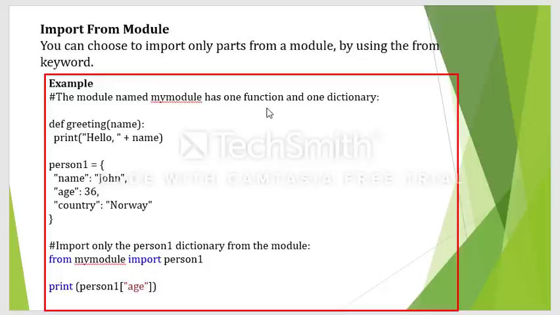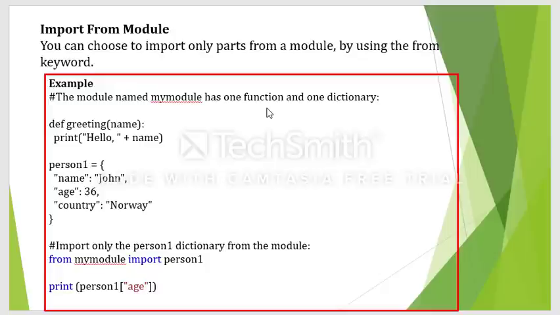See here, you have written a module. In that module I have two things. One is a function called greeting, and the second one is a dictionary called person1. In that person1 I have declared some values: name John, age 36, country Norway. So I have stored two things in my module. But while I am utilizing that module, I can utilize only some part of it. I can only utilize person1. I am not using this greeting function.